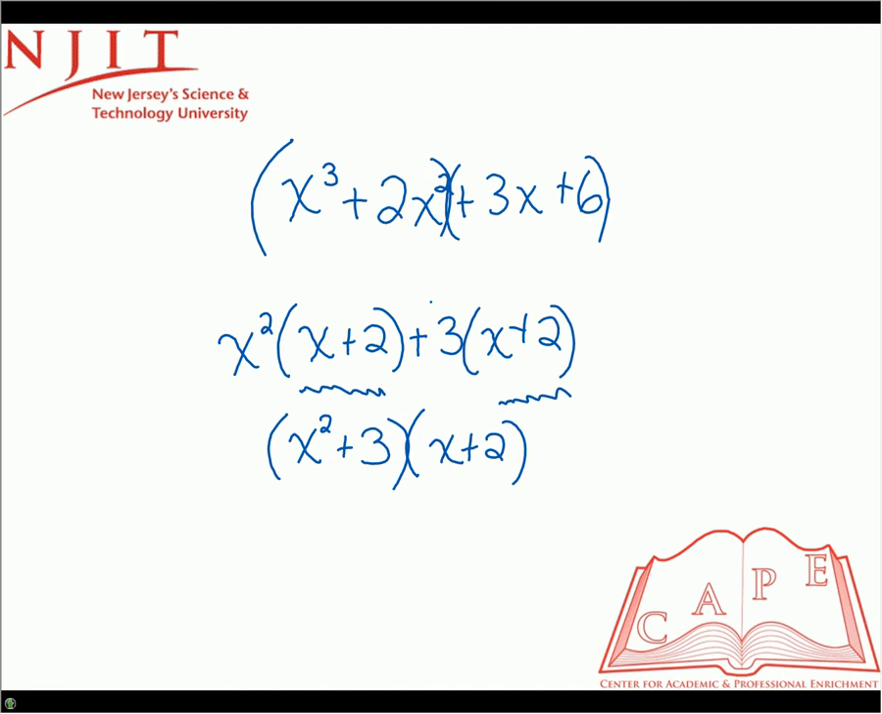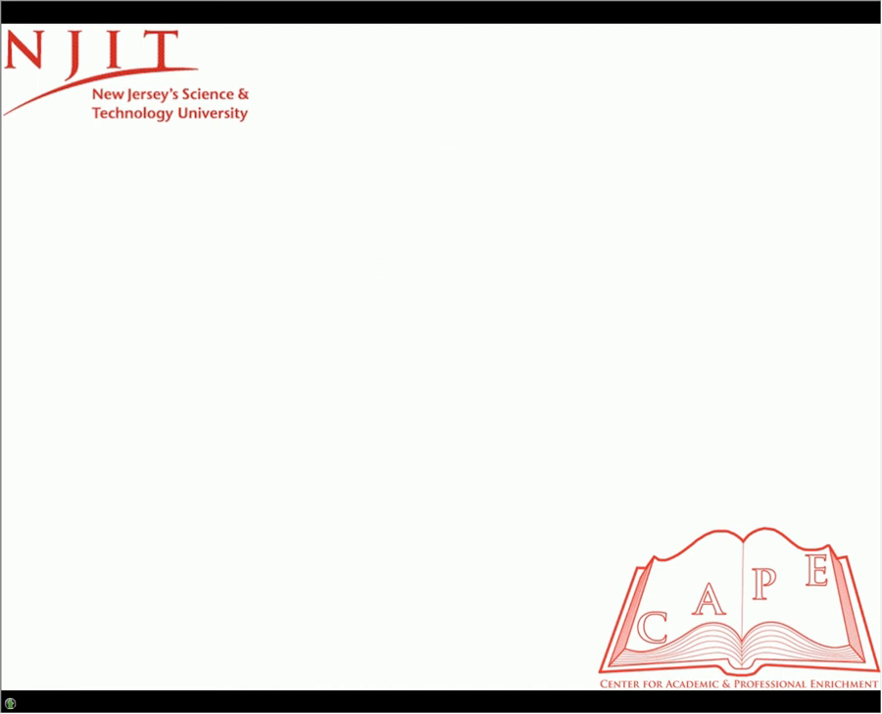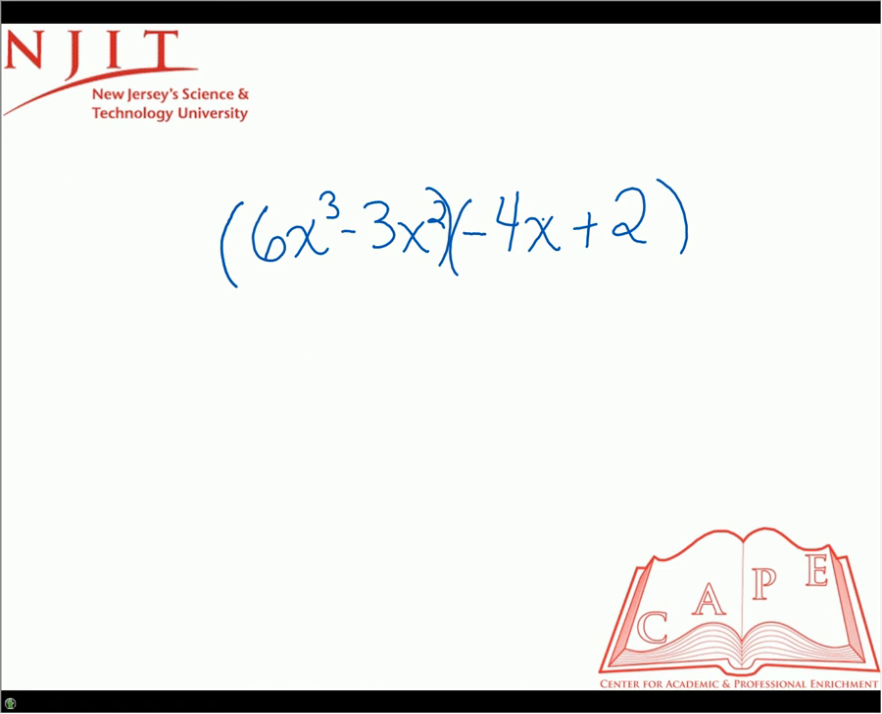So I'll do one more example just like that. Say you had 6x cubed minus 3x squared minus 4x plus 2. Again, split it right down the middle and factor out. First portion, you're going to factor out 3x squared, and you have a 2x minus 1 left over.